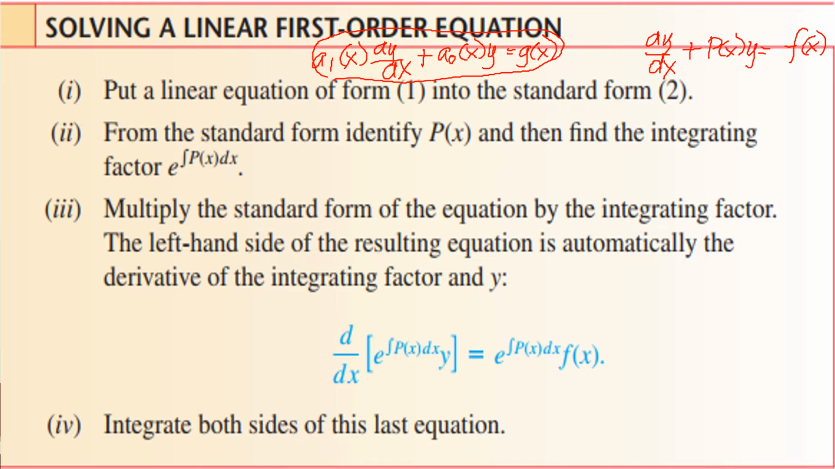This is the standard form, just what we did in the last slide. From the standard form, identify the p(x) and then find an integrating factor e to the power of the integral of p(x) dx, or we introduce this one, phi, as the integrating factor. Remember, your p(x) is here. You got that from here and you substitute that here.